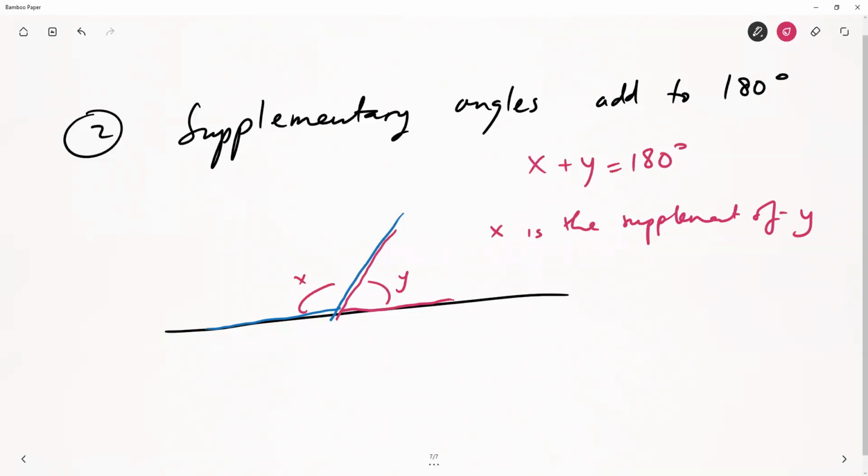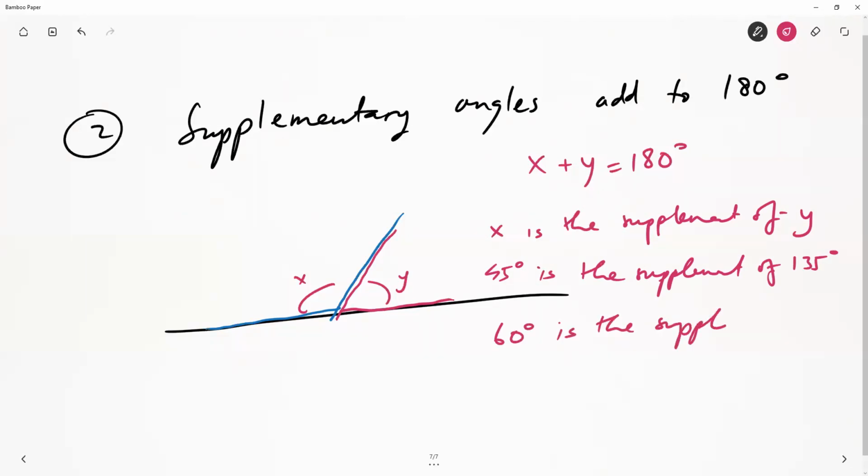Now for an example, if you look at our previous example, we can say 45 degrees is the supplement of 135. 60 degrees is the supplement of 120, and so on, right? So that's the second one.